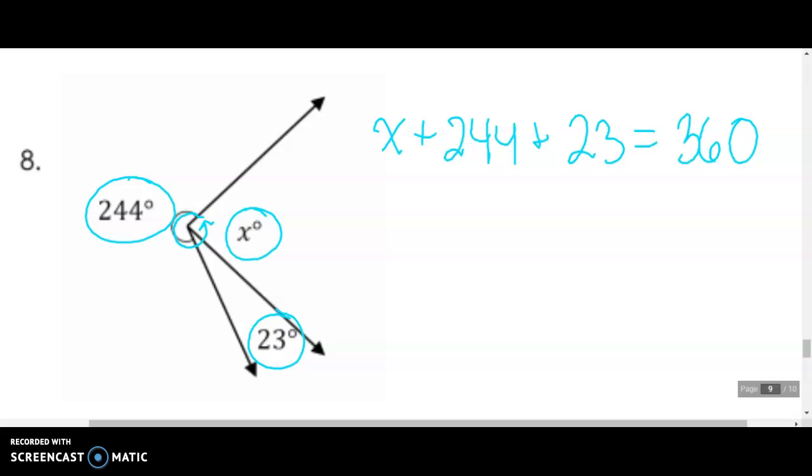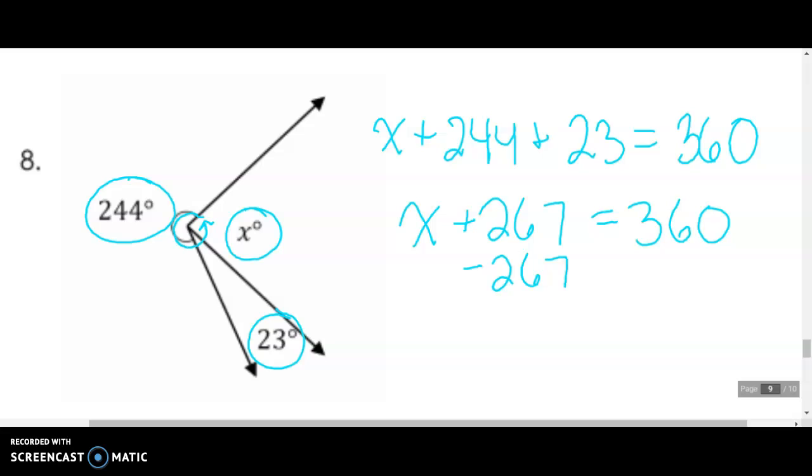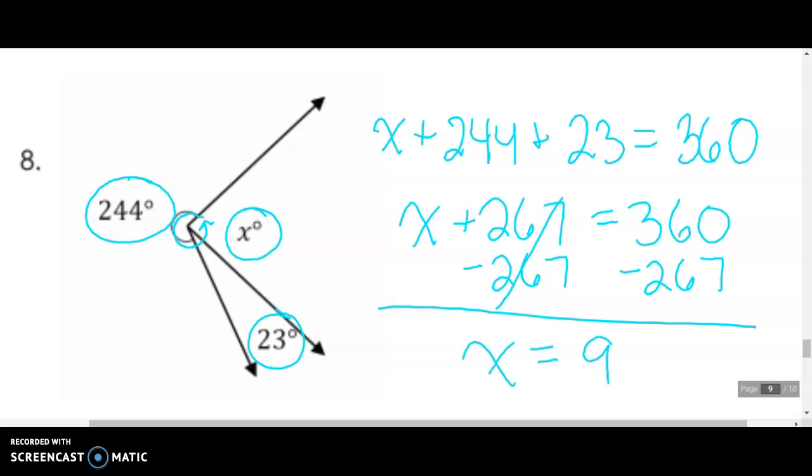Now we're going to combine like terms first. So the first thing we're going to do is add our 244-degree angle with our 23-degree angle, and we get 267 degrees. And then we subtract 267 from both sides, and we get x equals 93, and that does make sense because if this were 93 plus 244 plus 23, we would go into a 360 degree, which is a full circle, and that's exactly what we have there.